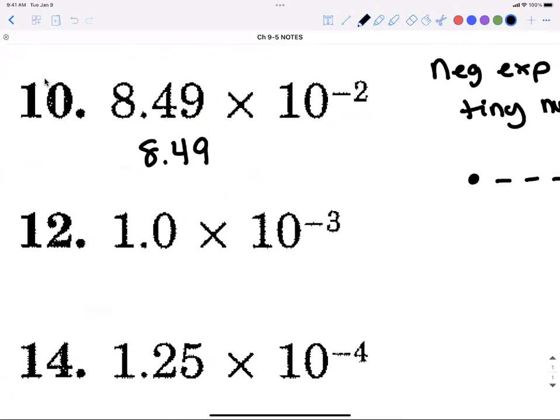8.49, I rewrite my A. I put my pencil where the original decimal was. And now because it's a negative exponent, I'm going to go backwards two jumps and put my new decimal. Again, I can't leave an empty space, so I put a 0 in the spot. And now for my final answer, I rewrite 0.0849. And that's my answer. Okay.